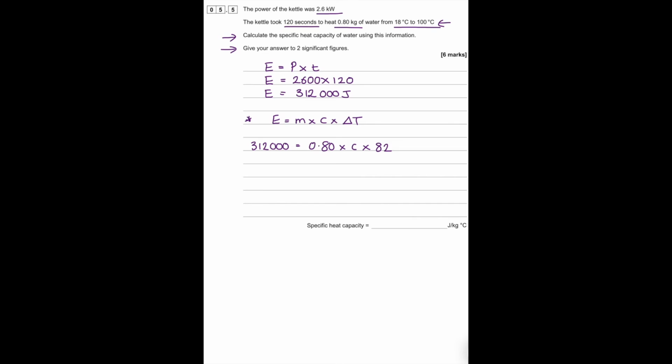So if we rearrange our equation, we could work out specific heat capacity as being 312,000 joules divided by 0.8 times 82. And if we calculate that out, we get 4,756 joules per kilogram per degree Celsius. But if we give our answer to two significant figures, so we don't lose that last mark, that was going to be 4,800 joules per kilogram per degree Celsius.